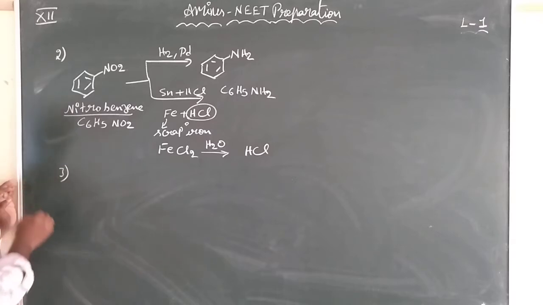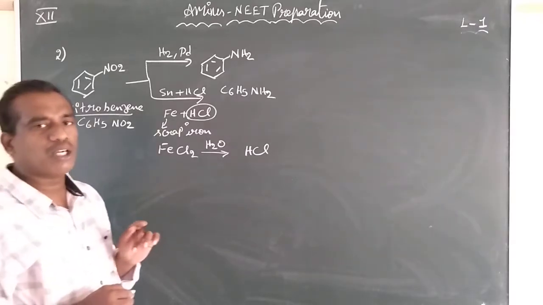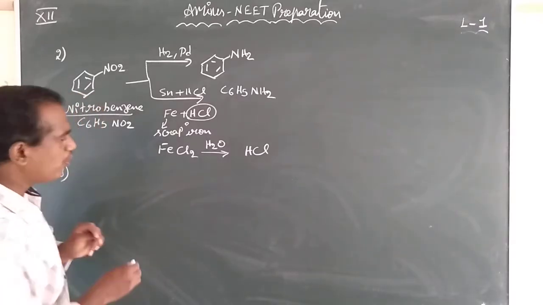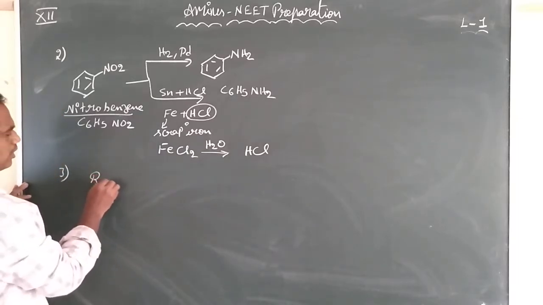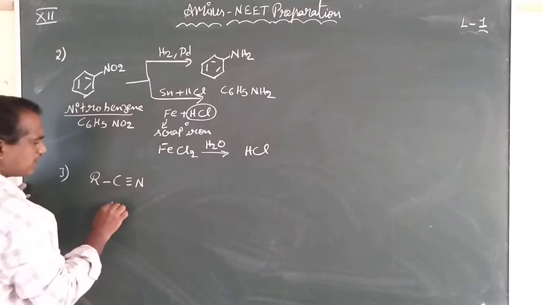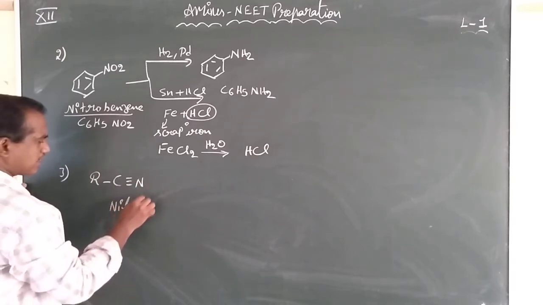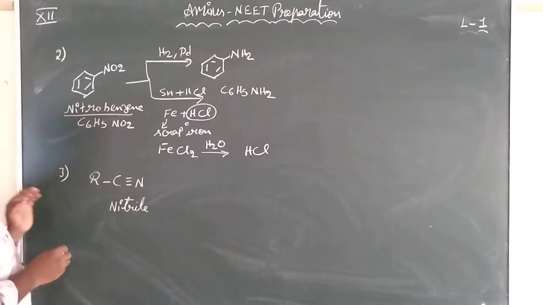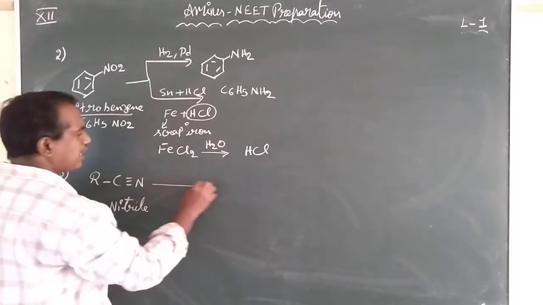We have the third preparation. What is the third preparation? We know very well, we have C triple bond N. What are the C triple bond N compounds called? These are called nitriles. What do we call nitriles?